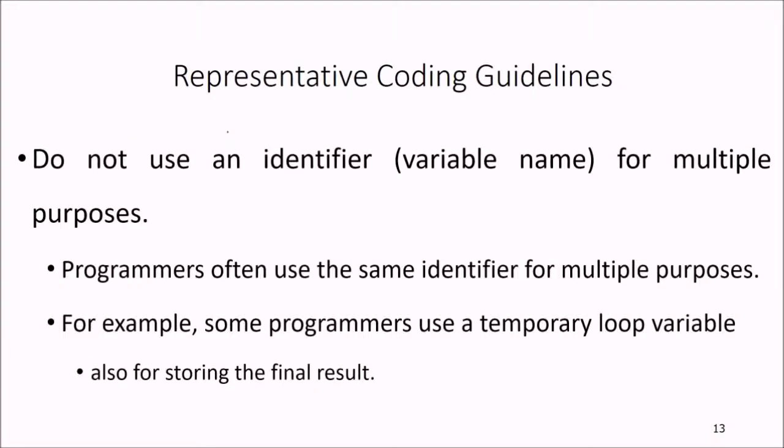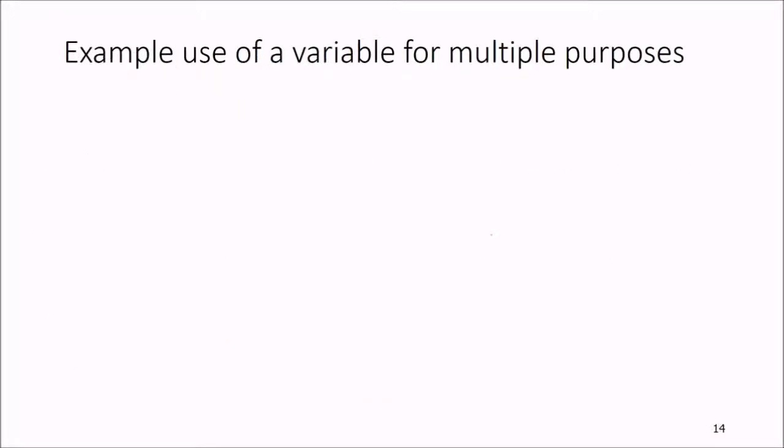Do not use any identifier, that is a variable name, for multiple purposes. You are familiar with a name, char name or int x. These are identifiers which we generally learn while learning a programming language. But programmers often use the same identifier for multiple purposes, and this should not be the case. Some programmers use a temporary loop variable and also use it for storing the final result, and this will lead to catastrophe in some cases.